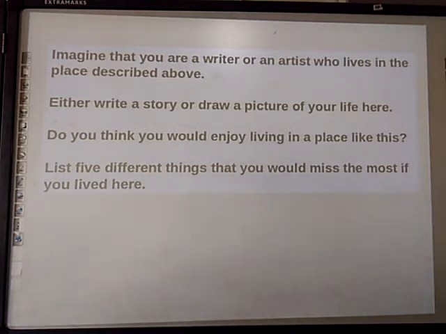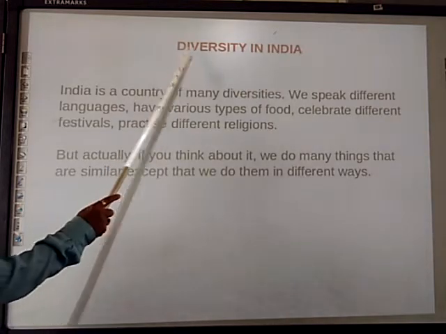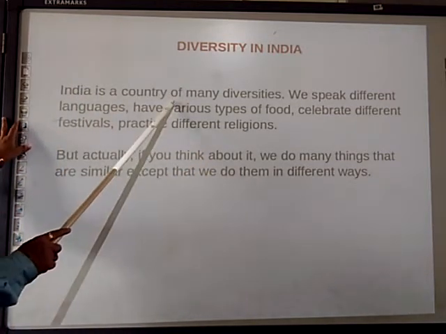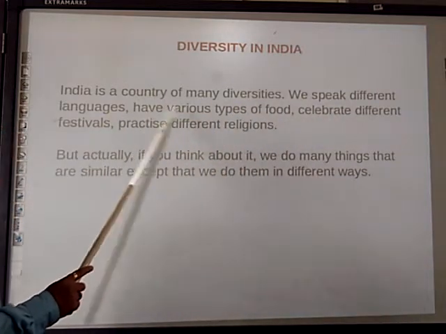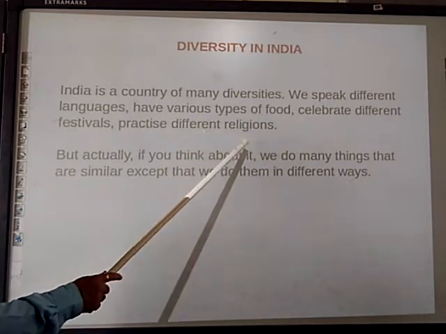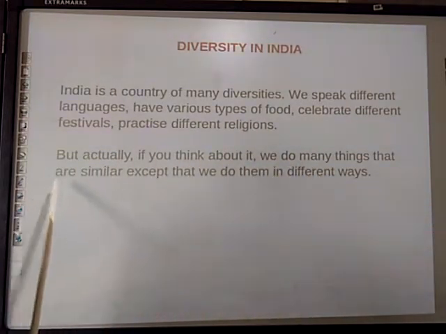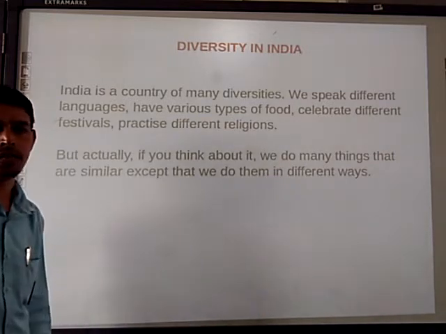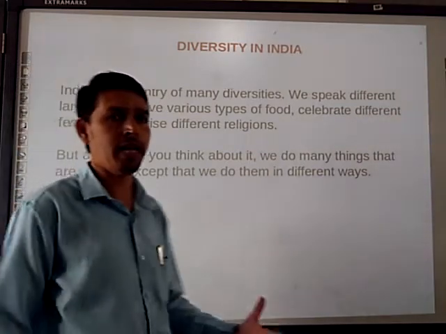Next, we are going to see about the diversity in India. So, what is diversity in India? Up to now we have seen India is a country of many diversities. We speak different languages, have various types of food, celebrate different festivals, practice different religions. But actually if you think about it, we do many things that are similar, but we do them in a different way. For this point, we are going to have more discussion.